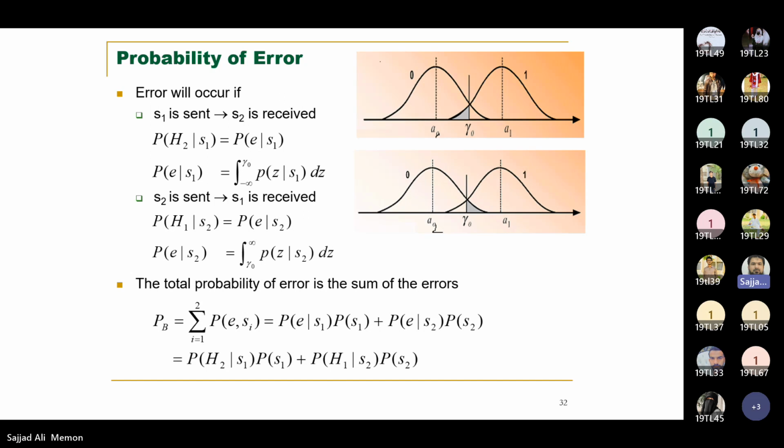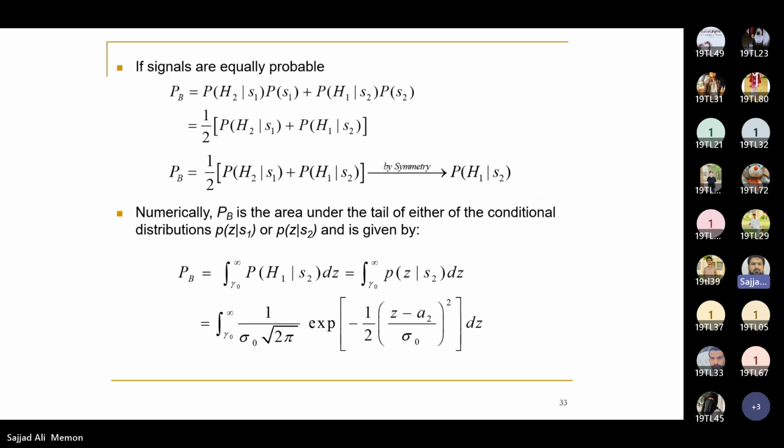So we can say the total probability P of B is equal to the sum over i equal to 1 and 2 of P of E given Si times P of Si. That is P of E given S1 times P of S1 plus P of E given S2 times P of S2. By Bayes theorem, that is P of H2 given S1 times P of S1 plus P of H1 given S2 times P of S2. That is the total probability.